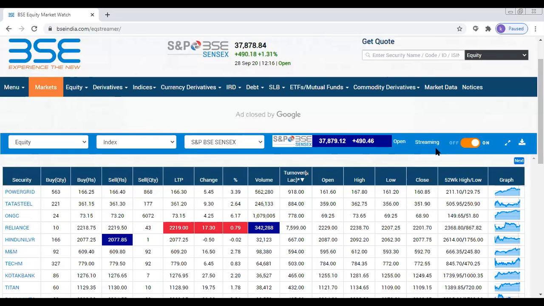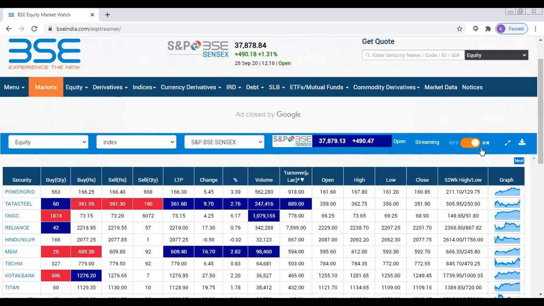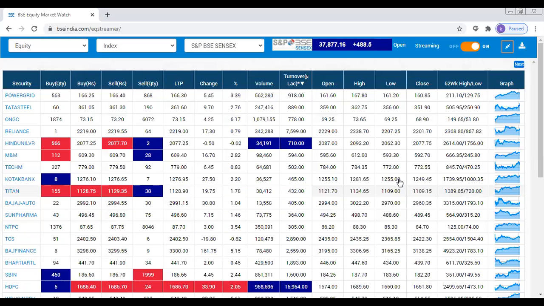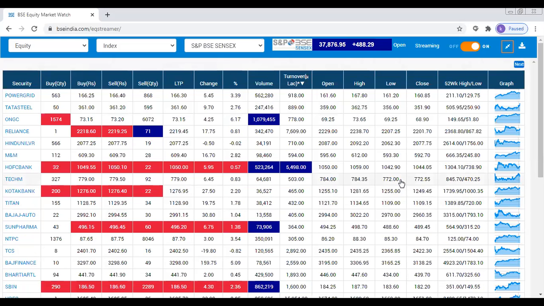Now, if you want to do the live streaming, there is an option here called streaming. Usually it is off. You have to switch it on so that things become very clear to you. I think the screen is now quite wide for you to see what is happening. I'm just going to display how it works.